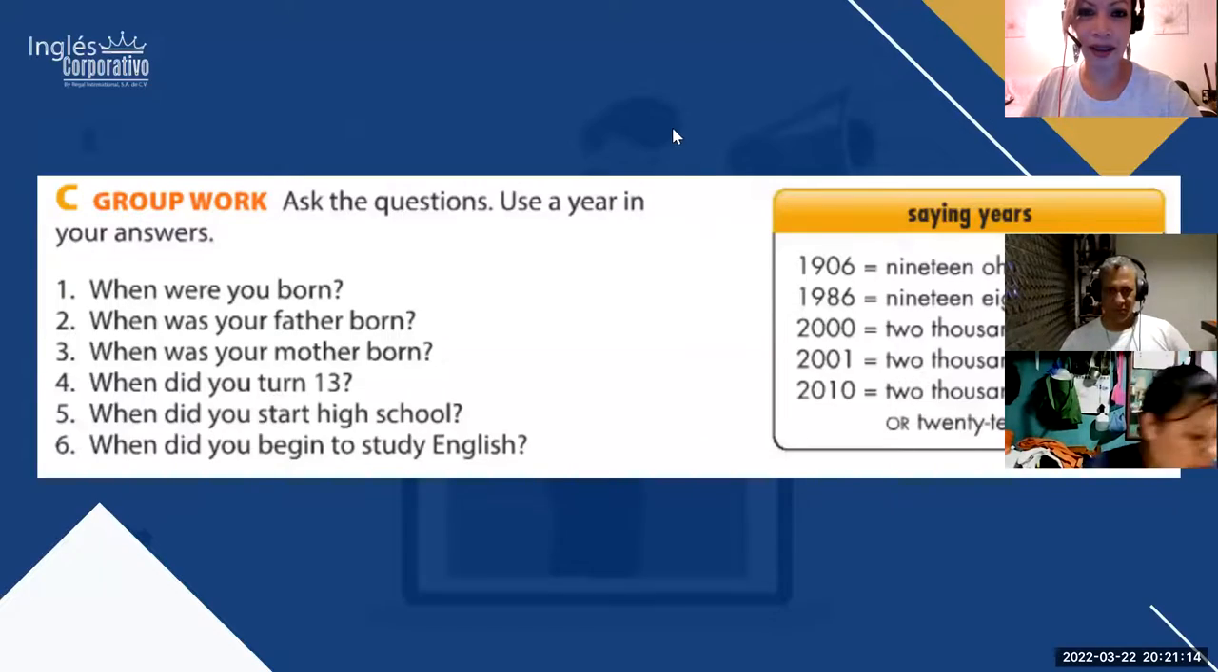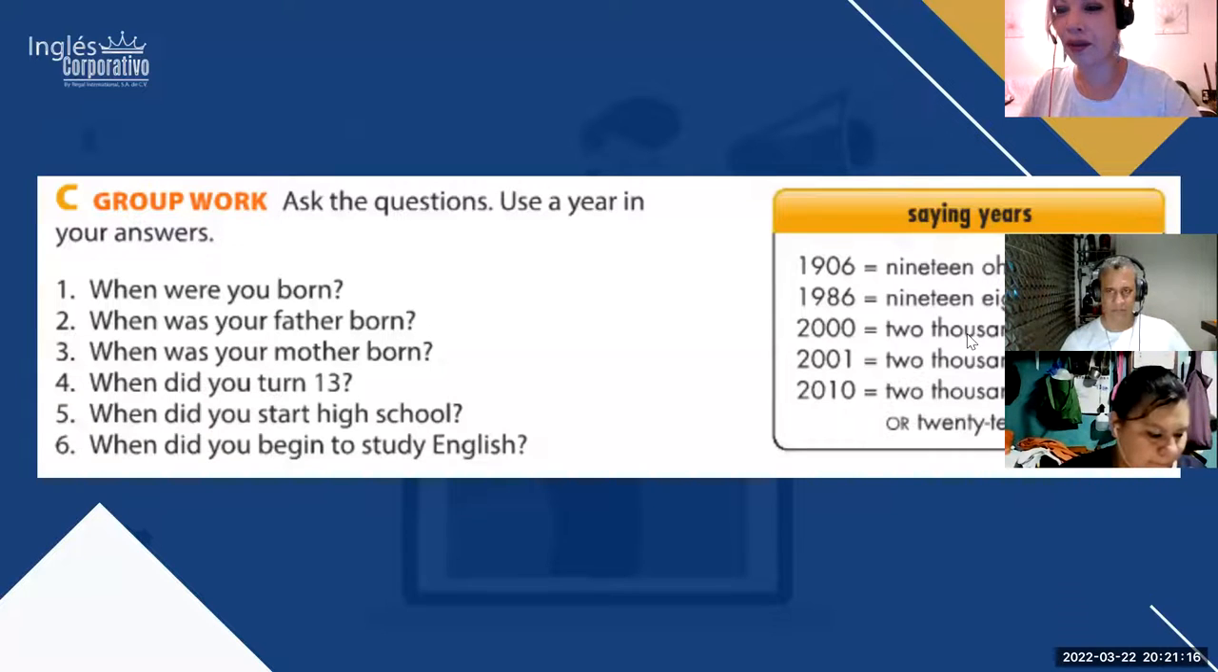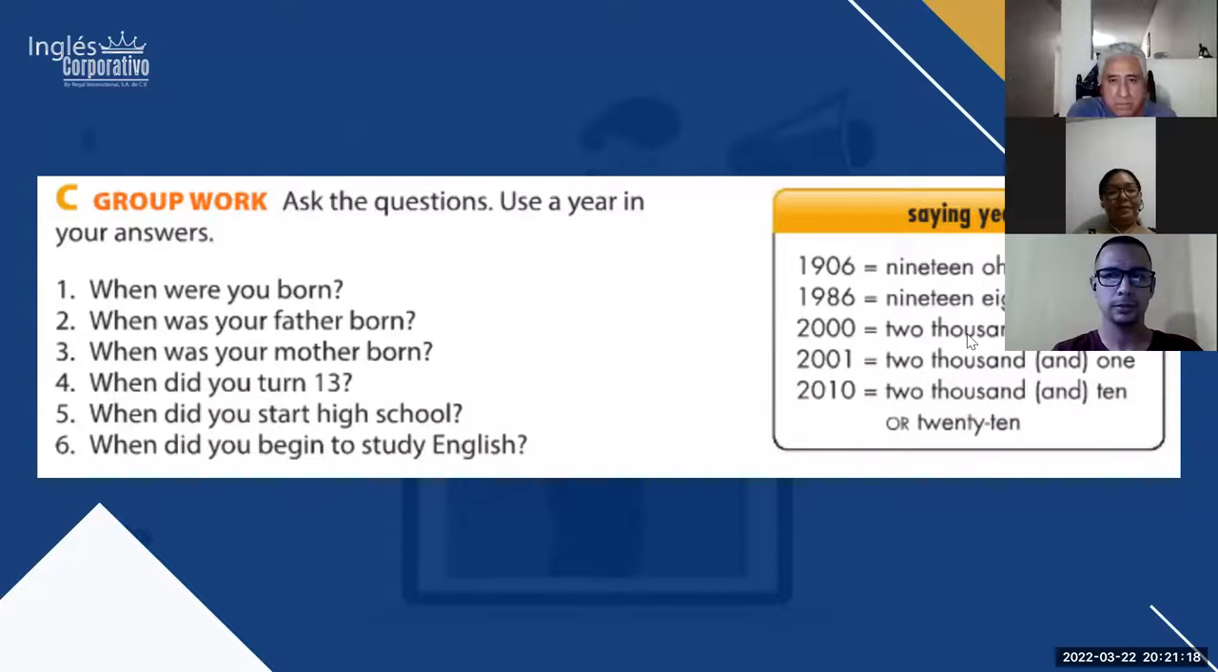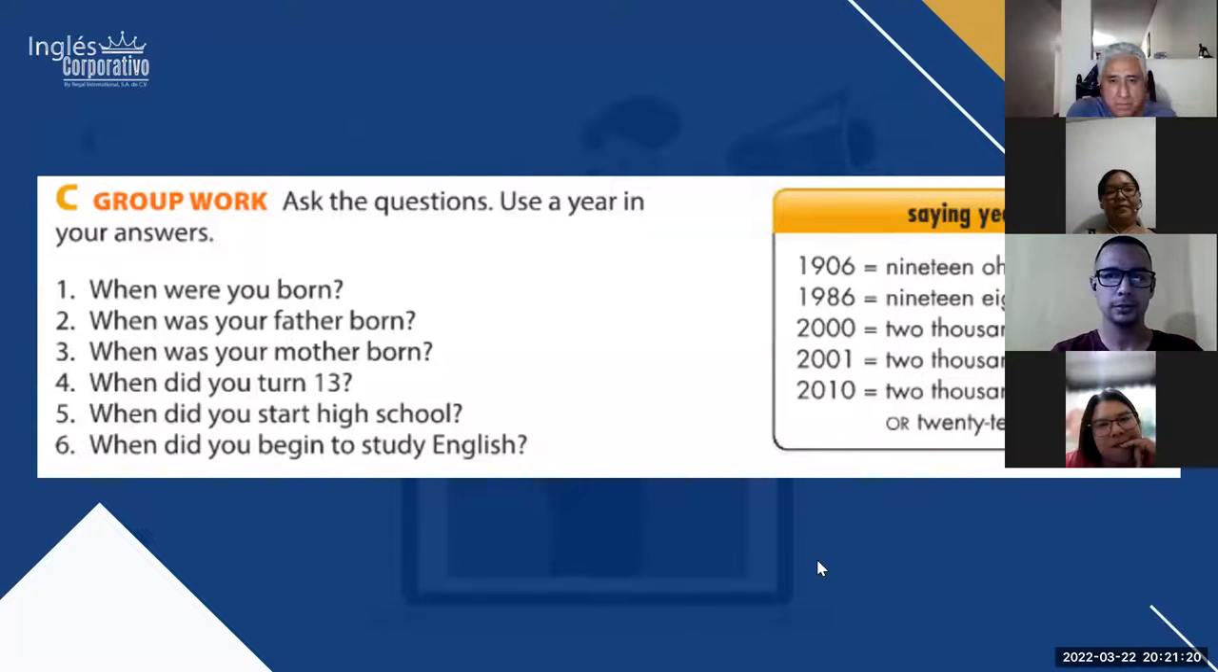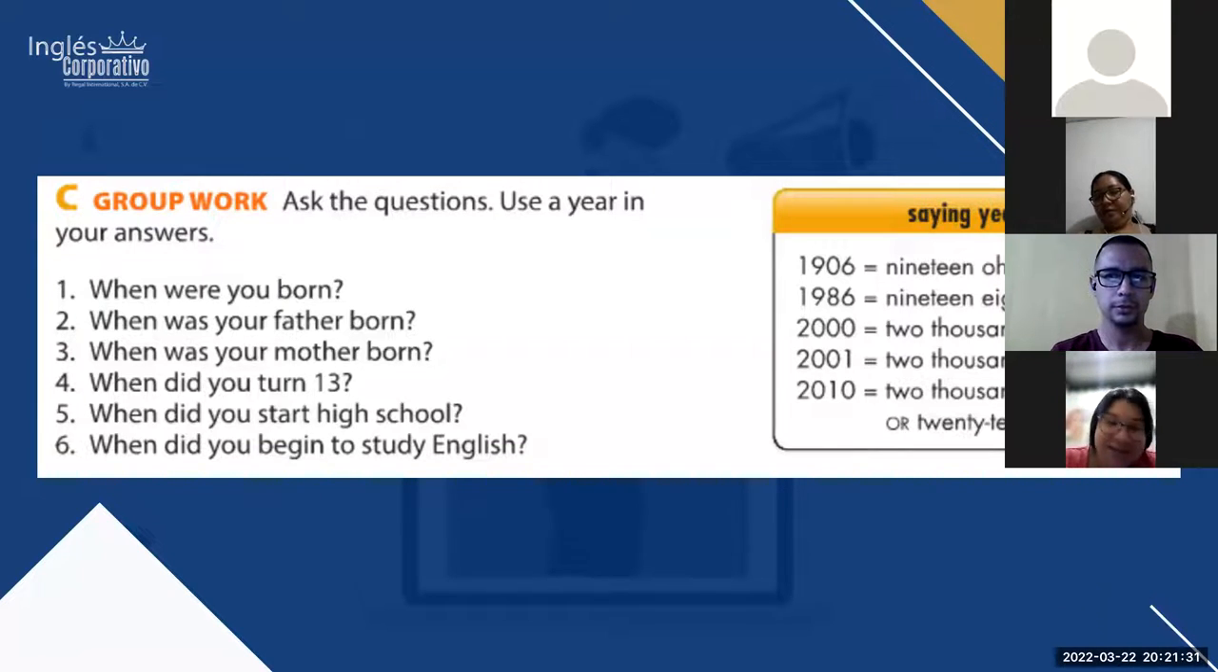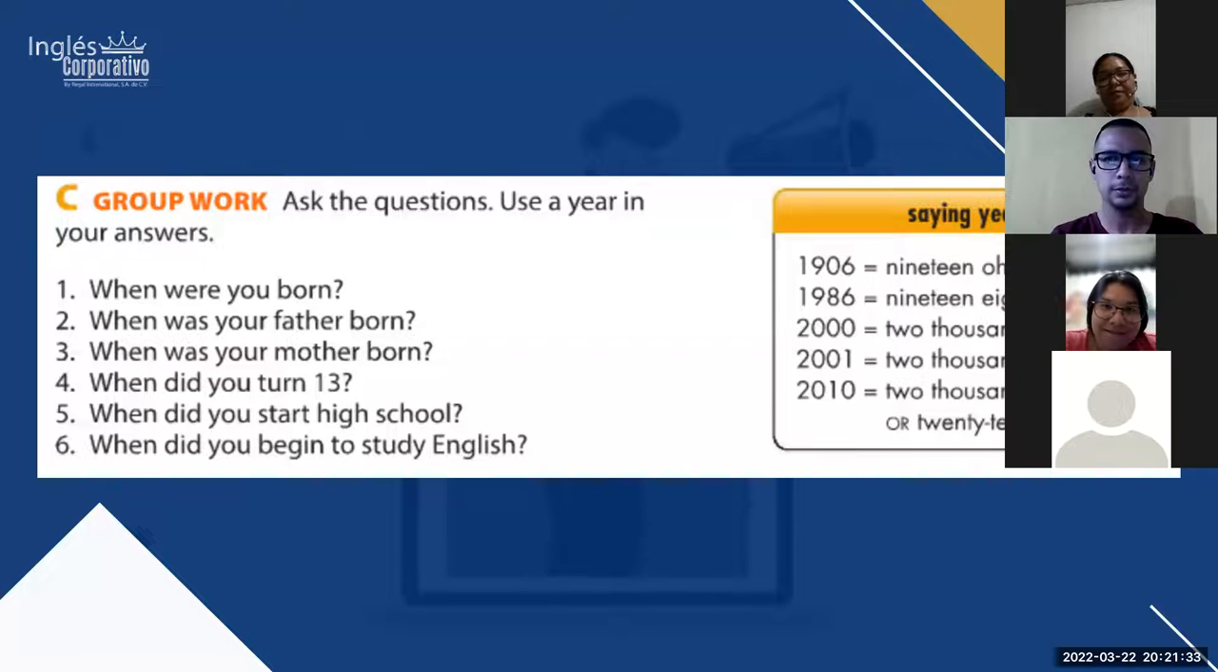Let me share the slides again so you can have them in front of you. And we can practice with the rest of the classmates. Try to ask other classmates, not the same people that you were with in the breakout rooms. Try to ask another. So we're going to make like a chain. I'm going to start with Iris. Iris Lopez, when were you born?